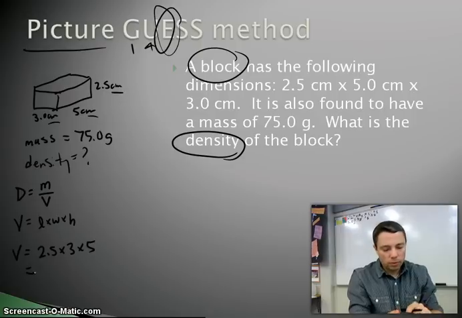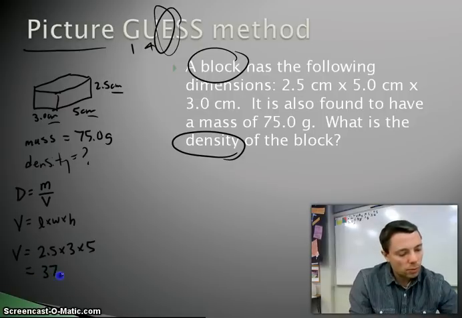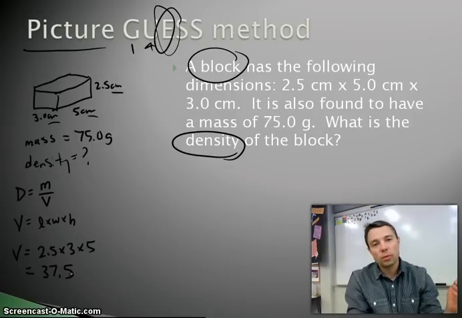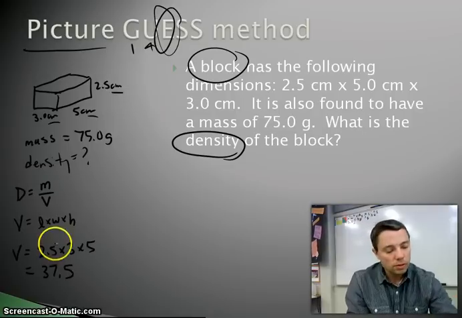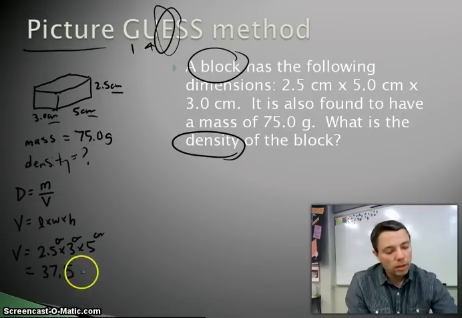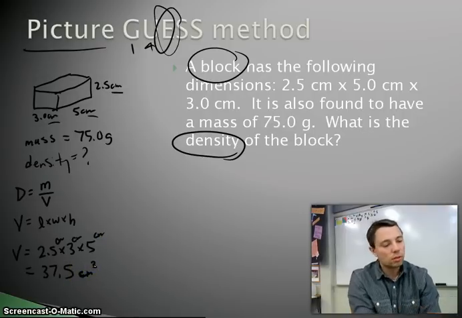And go 2.5 times 3 times 5. And that gives me a value of 37.5. Now at this point I don't want to lose what the units were with this. This was in centimeters, centimeters, centimeters. So that gives me an answer in centimeters cubed.